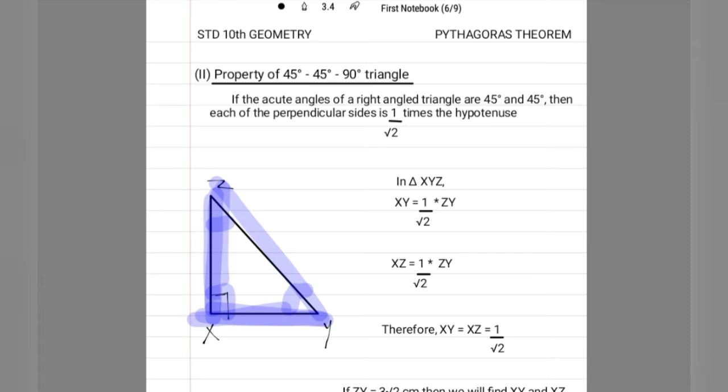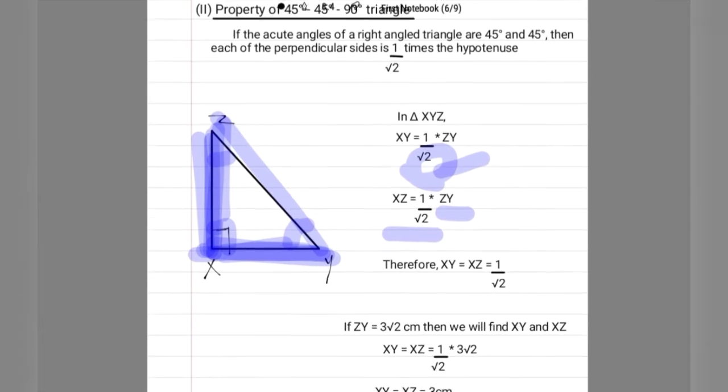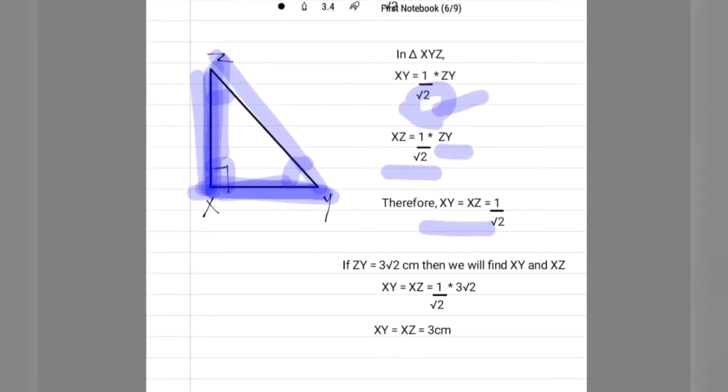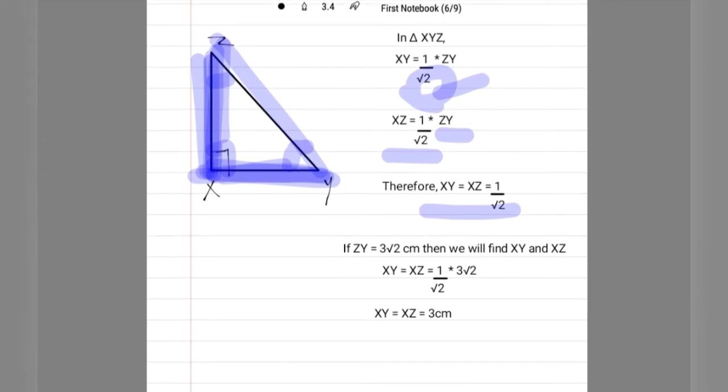So according to the property, we have XY, that is this one, equal to 1 by root 2 of the hypotenuse, that is ZY, and XZ, that is this side, we have 1 by root 2 into its hypotenuse, that is ZY. So XY is equal to XZ is equal to 1 by root 2 times ZY. Remember this, and I have taken one example here.